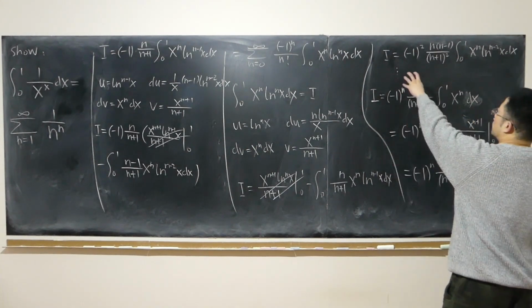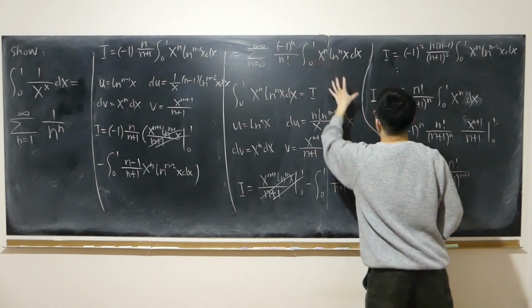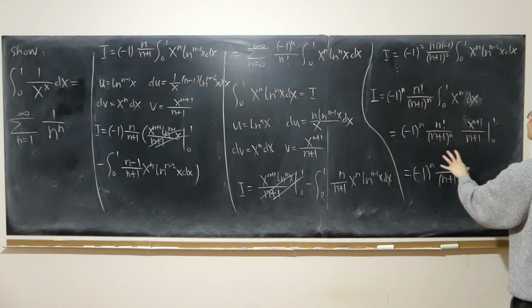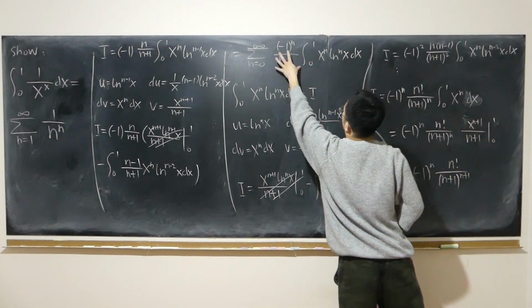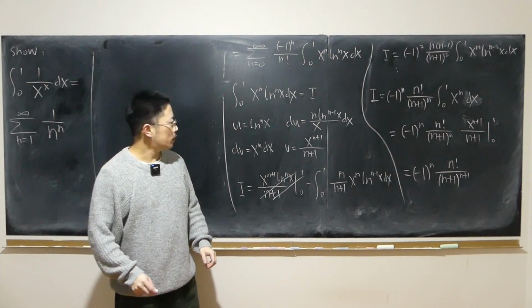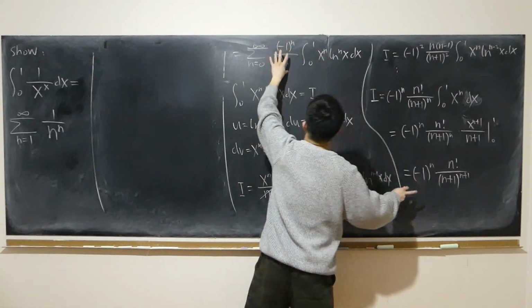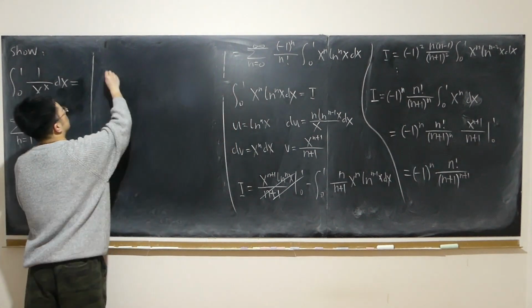Like I said, this integral is equal to this. I still need to multiply by this constant, then do the summation. So right now I'm looking at this constant multiplied by this, and then do the infinite sum.